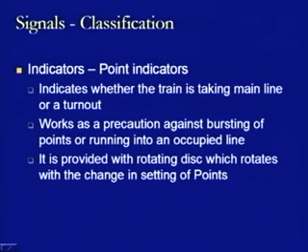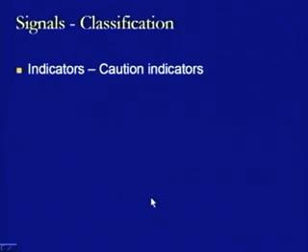It is provided with a rotating disc which rotates with the change in setting of points. That is, it is a combination of the movement of the points, and as soon as the points are being set, the rotating disc will also start moving and take its position. If it is allowing the movement on the turnout, then it will be set in that form.